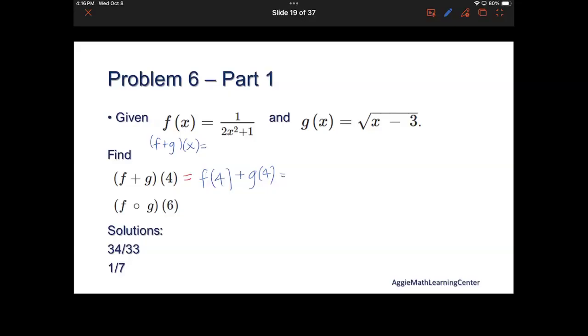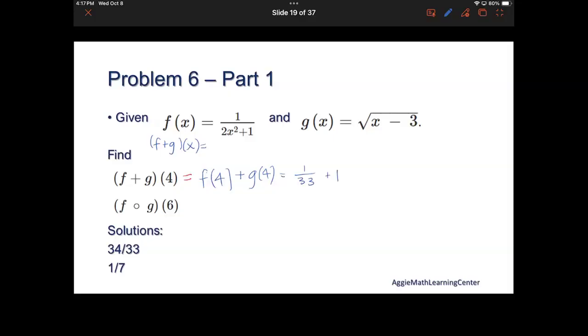So what is f when x is 4? Well, I have 4 squared, so that's 16 times 2. So 16 times 2 is 32. Okay, 32 plus 1 is 33, so I've got 1 over 33. And g of x at 4. Okay, so 4 minus 3 is 1, and the square root of 1 is 1.